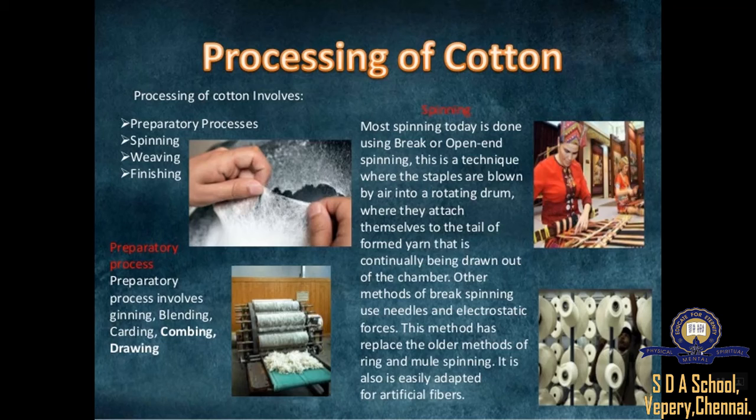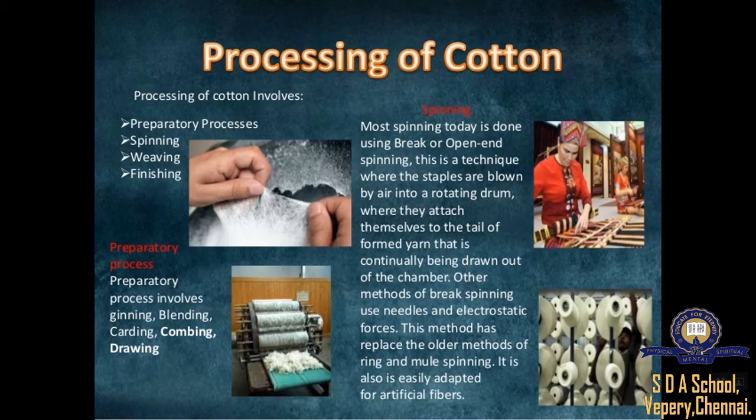After the seeds are taken away from the cotton, the ginned cotton is pressed into bundles. They are called bales. A bale weighs 200 kg. Then the bales are transported to cloth mills. The fibers are spun into yarn, then the yarn is woven to make clothes. This is the process of cotton.